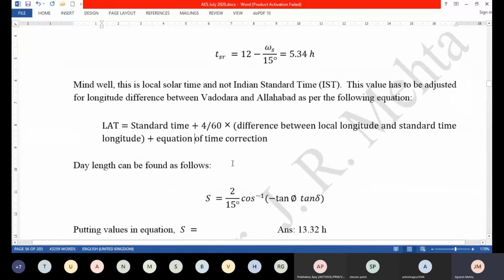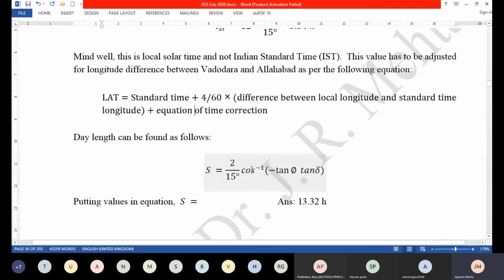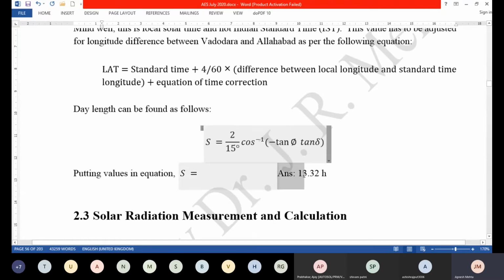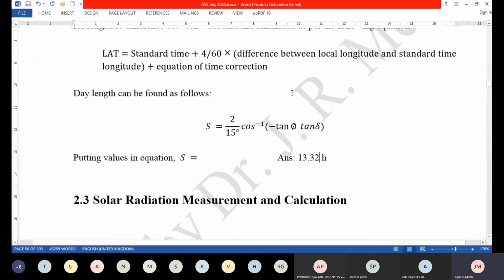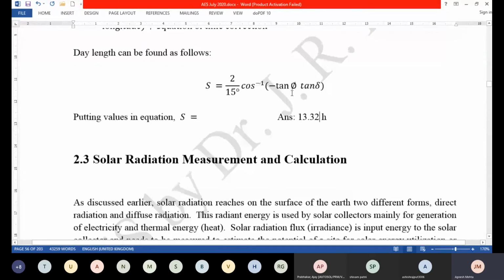And the day length is given by this formula: 2 into 2 upon 15 degrees cos inverse of this. So you get the day length, which is 13.32 hours, just double of that 6.66. So day length is more than 12 hours because you are talking about summer. July, though we call it monsoon, is like summer only if clouds are not there, right? So it is 13.32 hours. Okay.